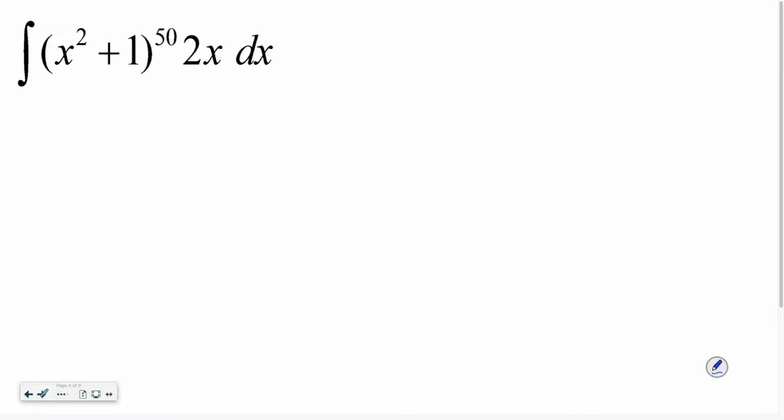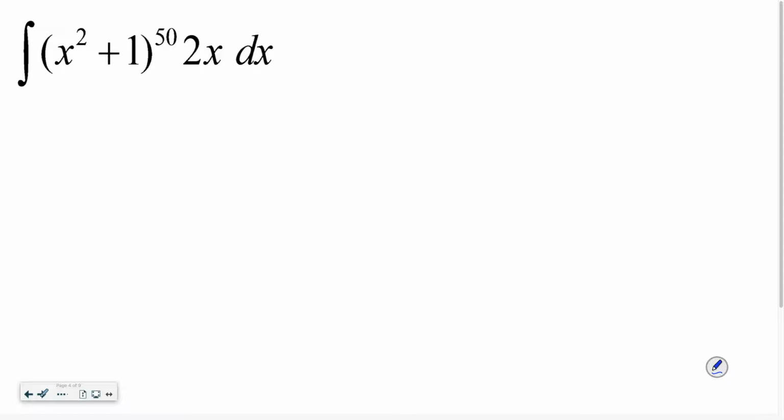The integral of (x squared plus 1) to the 50th, times 2x dx. Okay. Now, yesterday you had something on your activity. It was like (x plus 3) quantity squared dx, right? That you could multiply out and then take the antiderivative of the individual terms. Do you want to multiply this out?